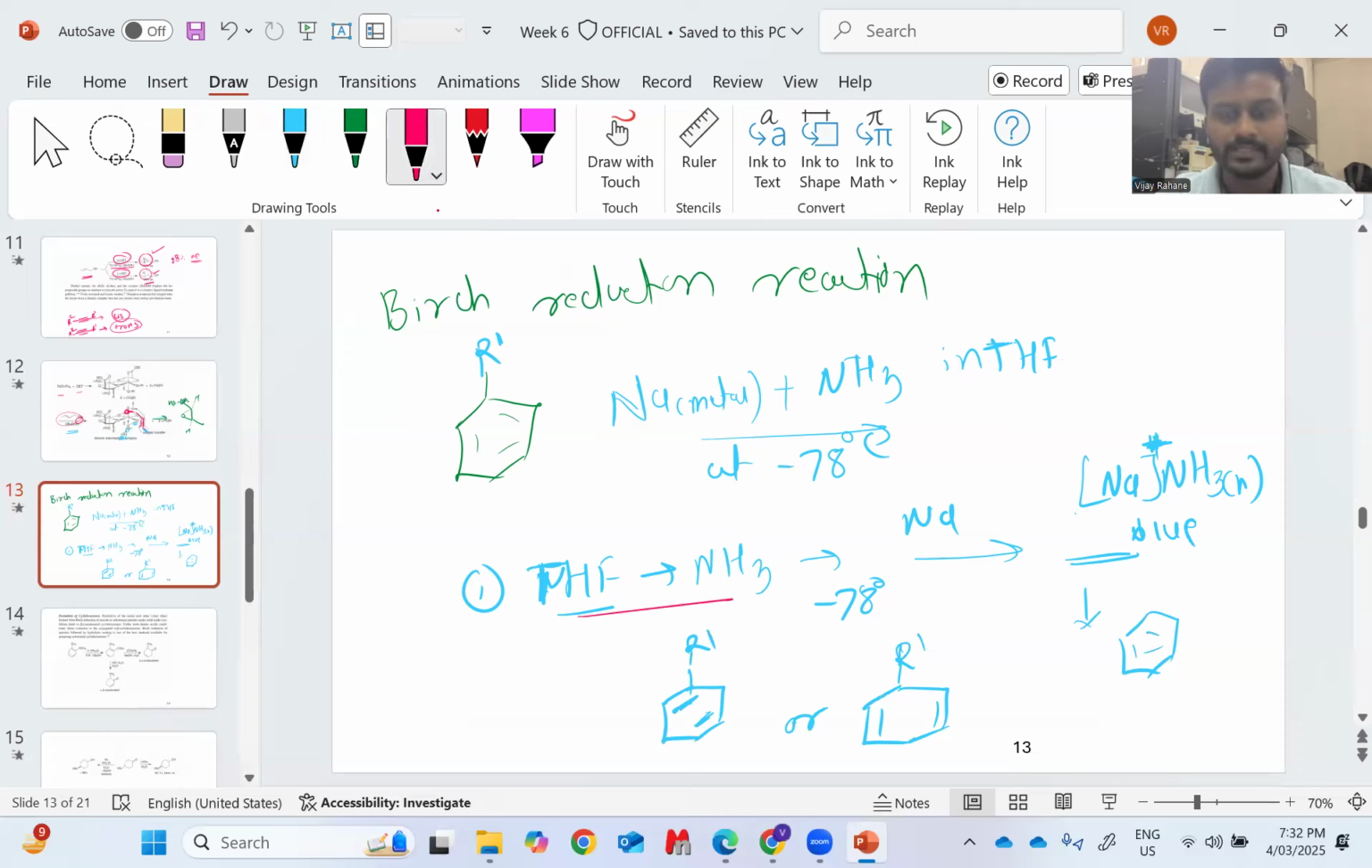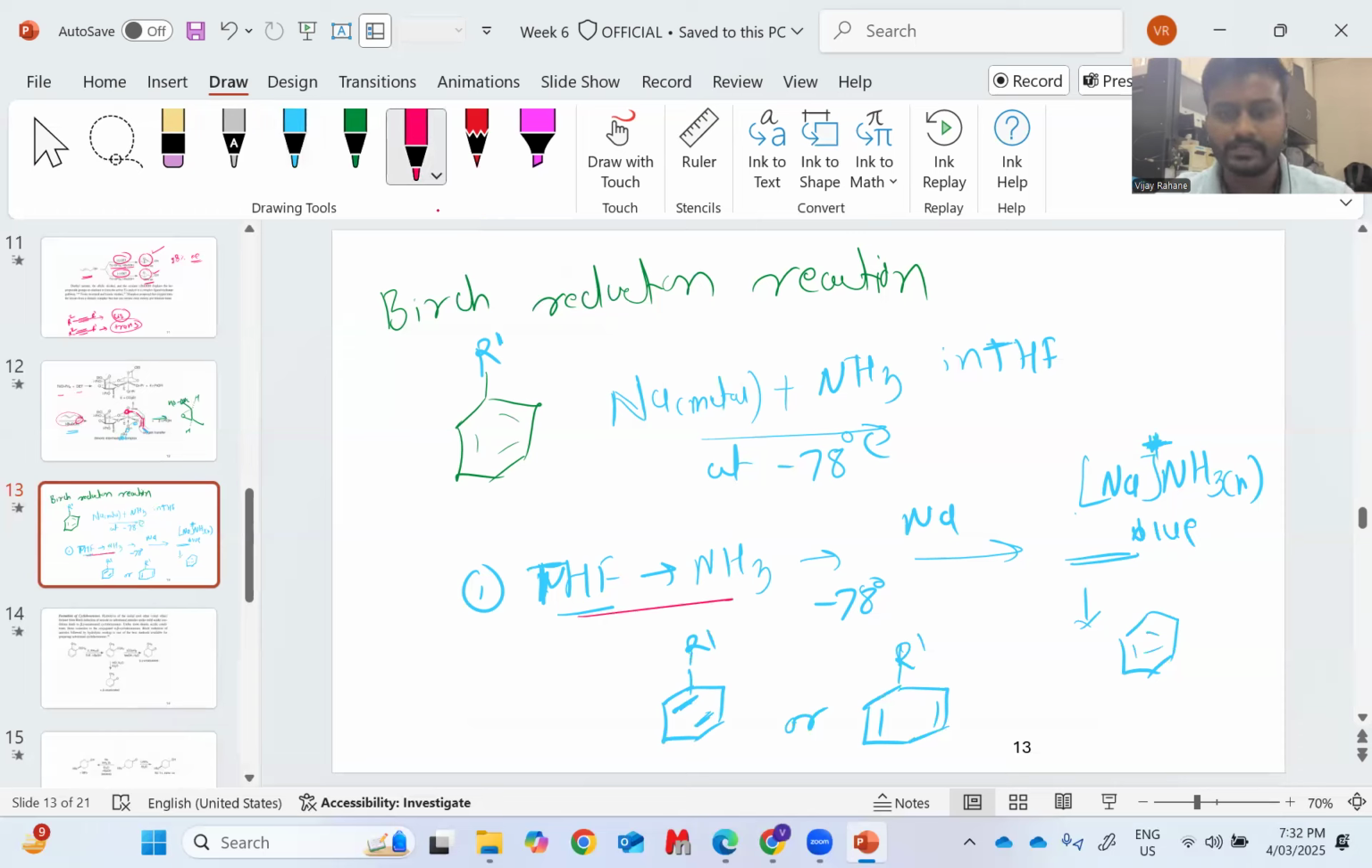So this happens in the course of the reaction. We add the THF and ammonia at minus 78 degrees Celsius. Further, we add the sodium metal, and upon addition of the sodium metal, the ammonia and the sodium metal form an electrolyte solution, which is generally deep blue. The deep blue color indicates that free electrons are in the reaction mixture and the formation of this sodium ammonia complex.